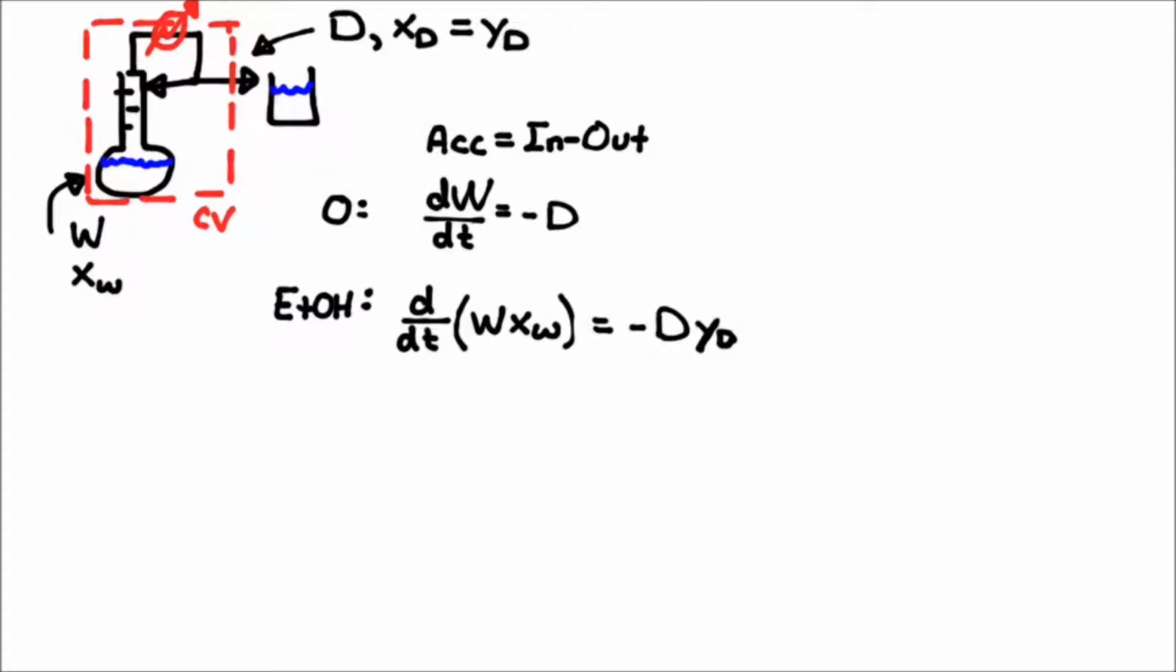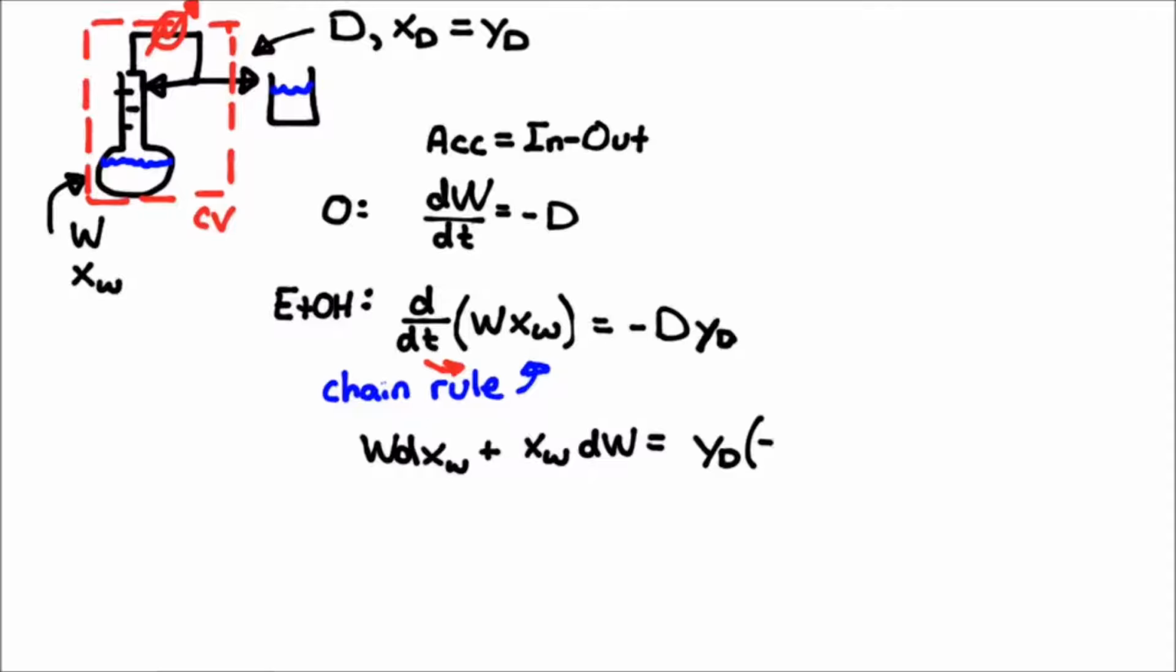So now we're going to use our good friend, the chain rule, in order to expand this term so that we can get it into something that we can actually use. And we're also going to take this dt and send it over to the other side of the equation. If we do both of those, what we will find is that we have W times dx sub W, plus x sub W times dW, all equal to y sub D times a quantity minus D times dt. And if you're playing along in your book, this is not a numbered equation in your book just yet, so we can't play along.